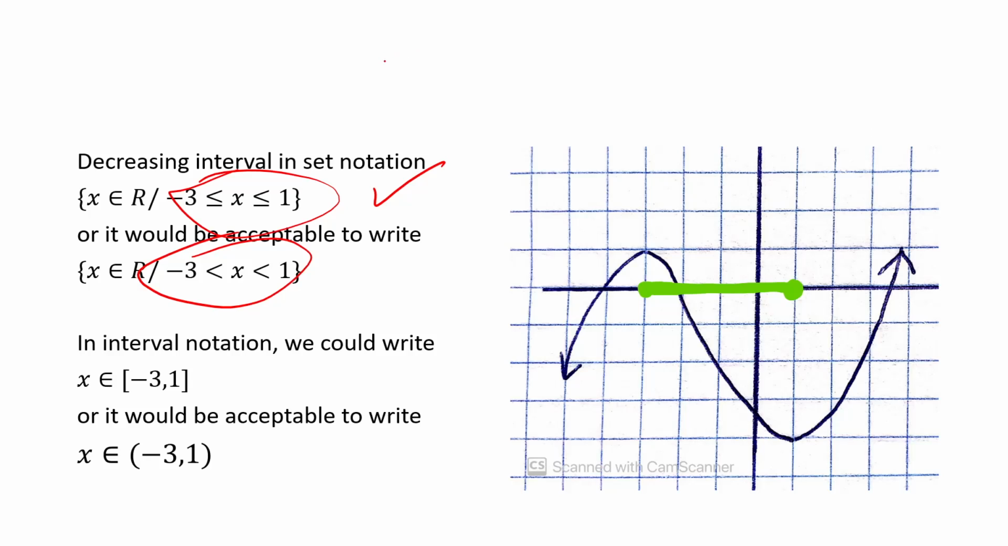Now, in interval notation, if we're saying negative 3 less than or equal to x less than or equal to 1, we say negative 3 to 1 and we use square brackets. But if we say negative 3 less than x less than 1, we use round brackets.